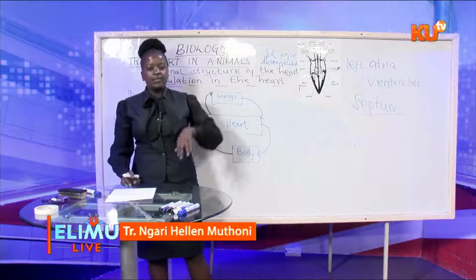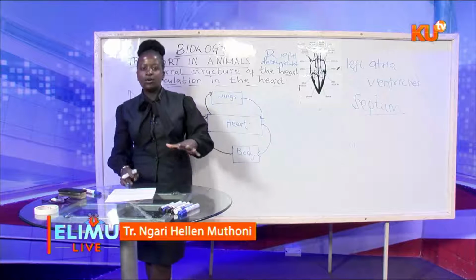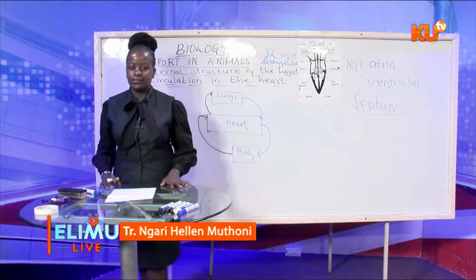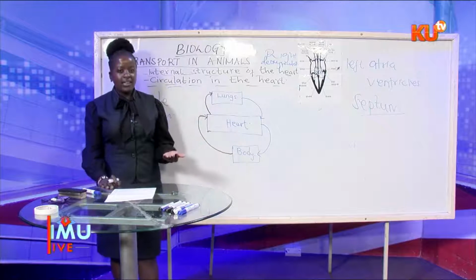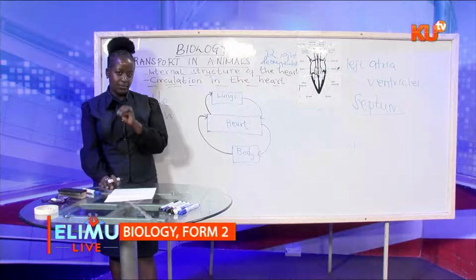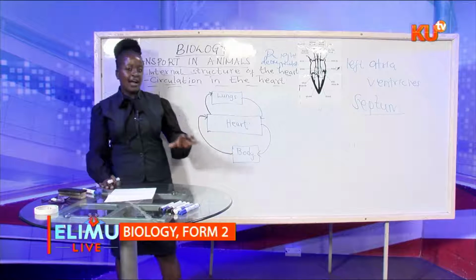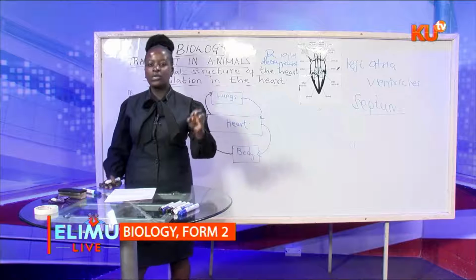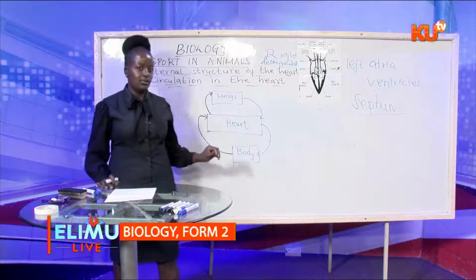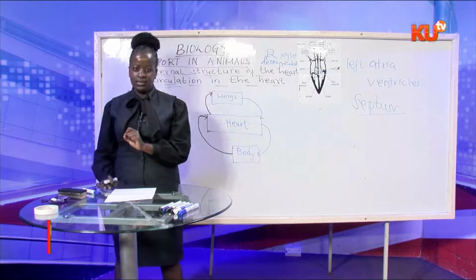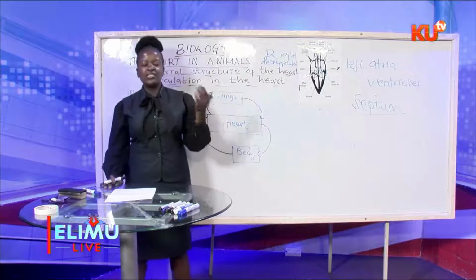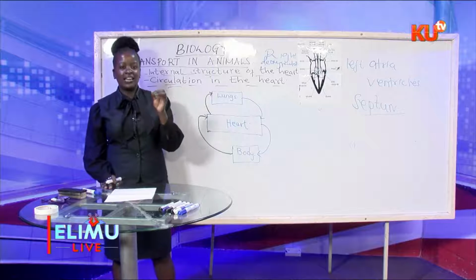The atrium and the ventricles work through contracting and relaxing. When they contract, they push the blood. When they relax, they receive the blood. I will repeat that. Atrium, ventricle, they work through contracting and relaxing. When they contract, they push the blood. When they relax, they receive the blood. So when the right atrium is receiving the blood, it is usually relaxed.